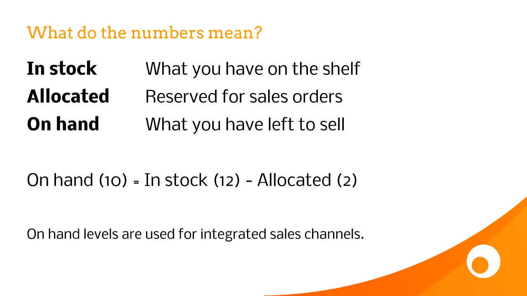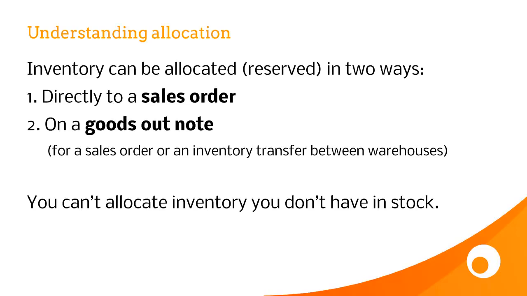And it's the on-hand level that we use when we integrate with sales channels such as eBay or your e-commerce store. So this allocation concept is pretty important. There are 2 ways to allocate stock. One is by directly allocating it to a sales order, and the second is by the existence of a goods out note, and that's a shipment.